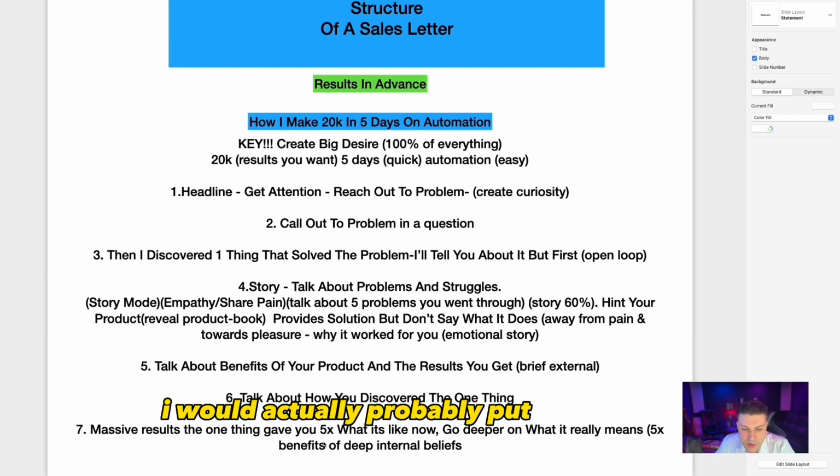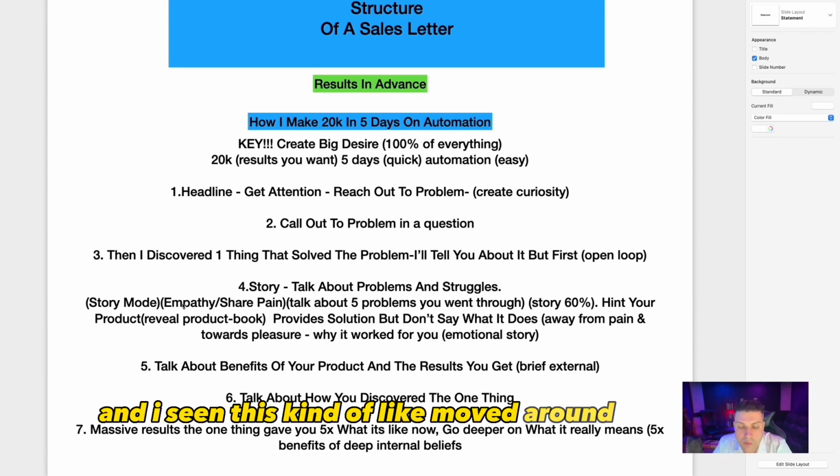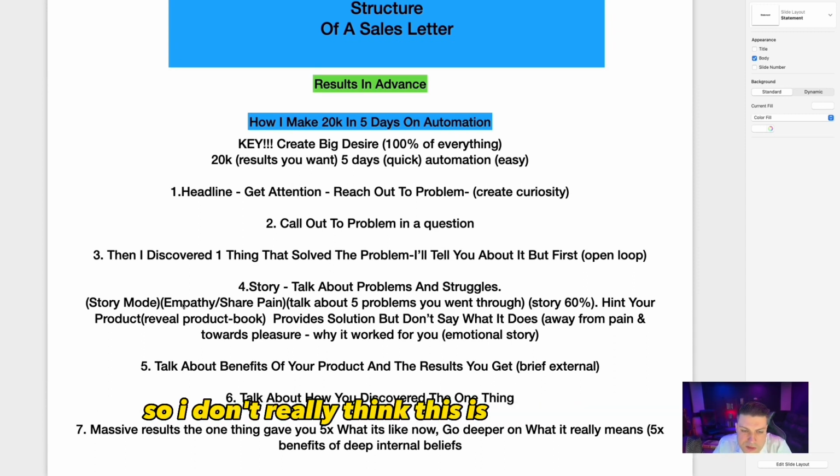I would actually probably put that, maybe you can move number 7 around to right after you reveal your product or book. But you're going to find out what comes natural to you. There's a bunch of different copywriters out there, and I've seen this moved around a little bit, so I don't really think this is super important. What's super important is that you get out your story and talk about your struggles.